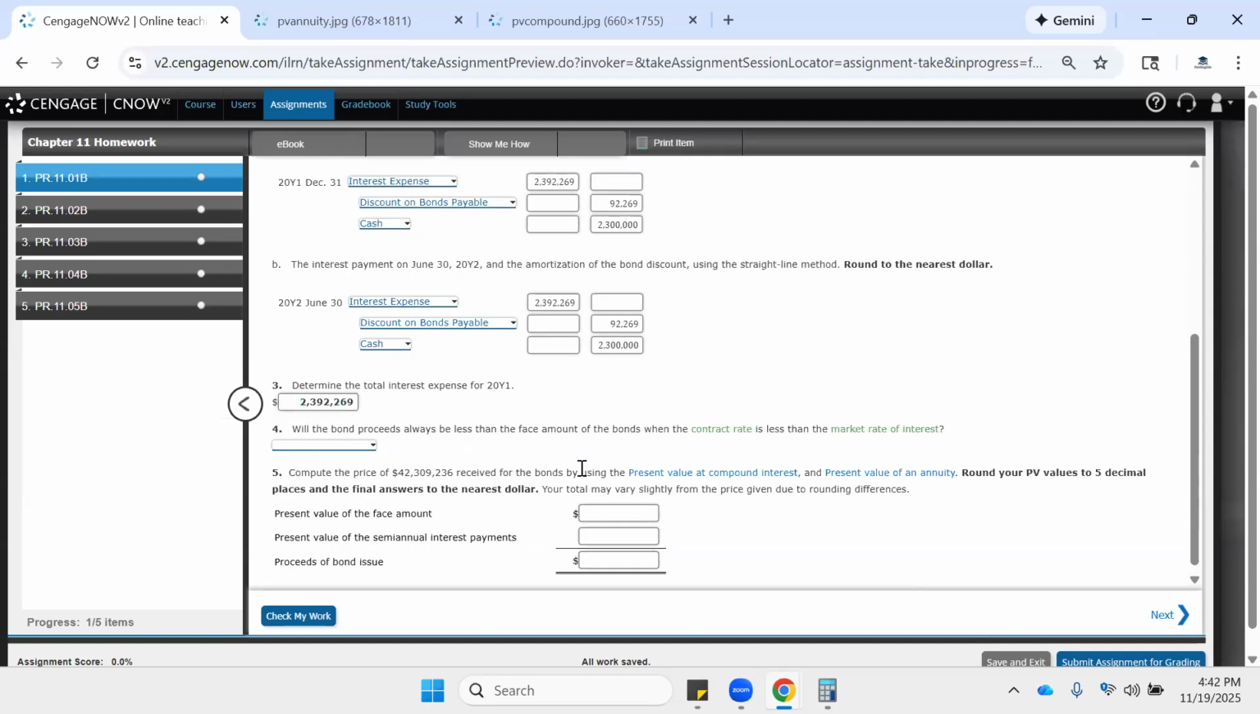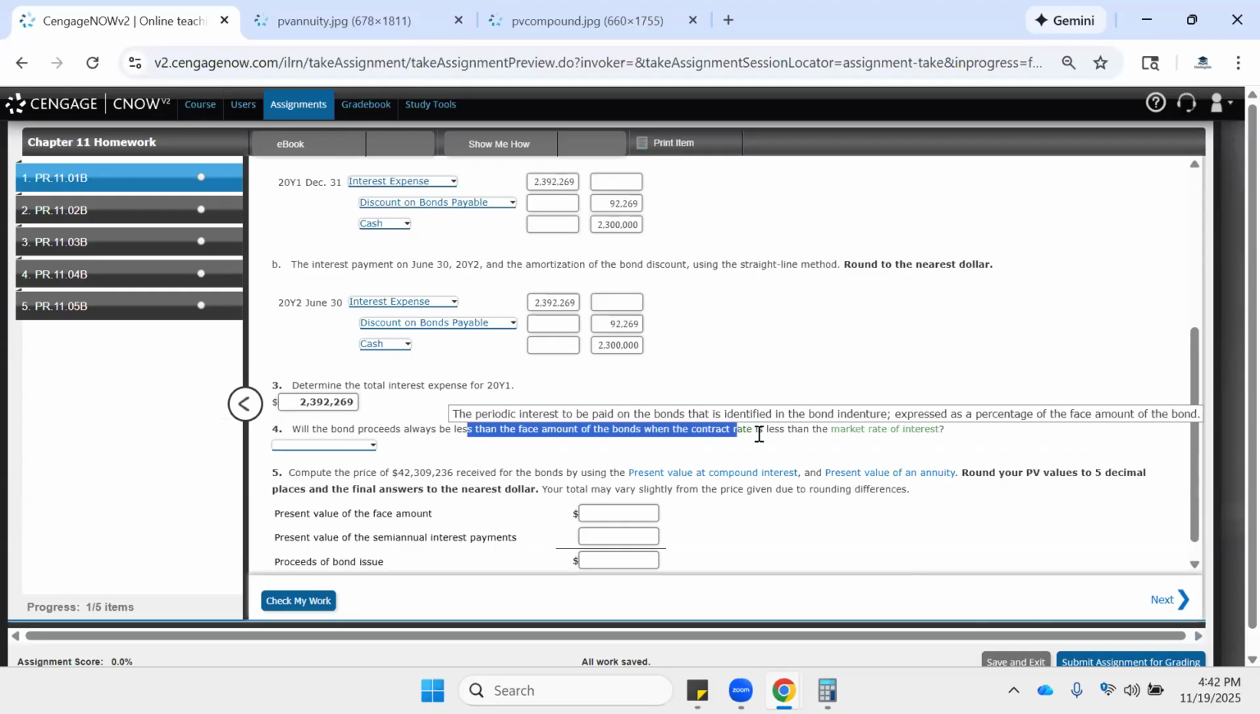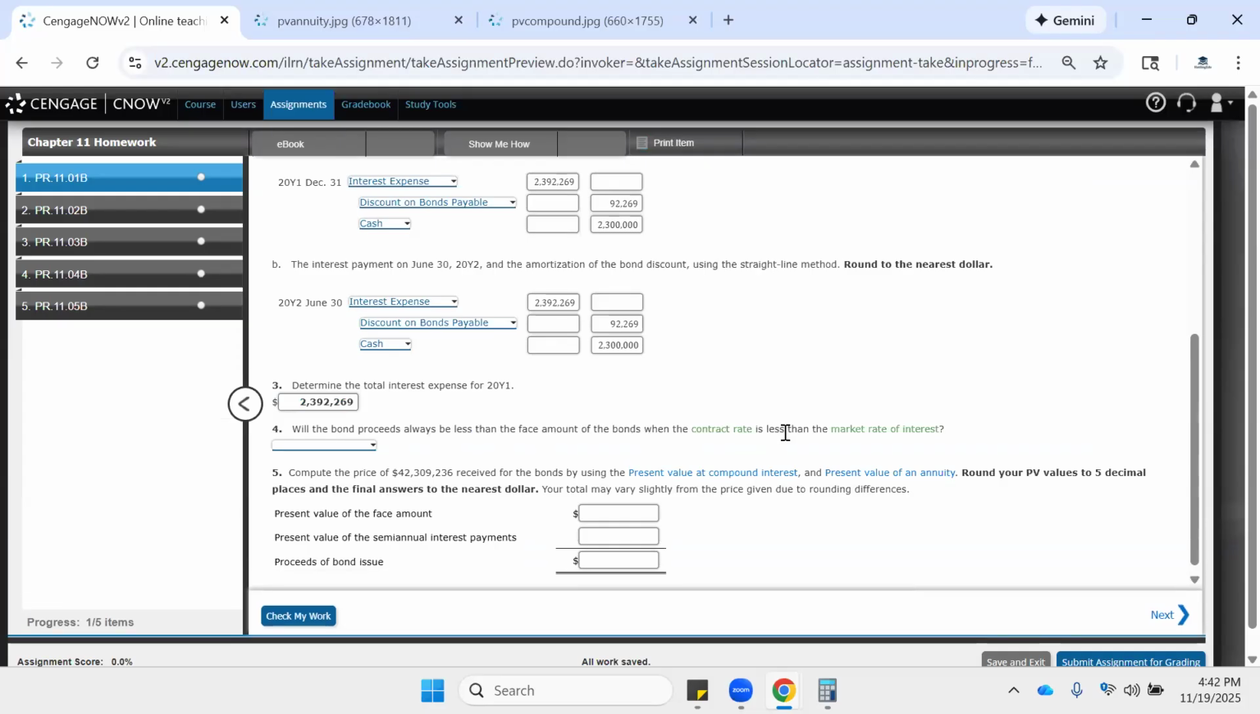And will the bond proceeds always be less than the face amount when the contract rate is less than the market rate of interest? Yes, because the cash flows need to be discounted so that the total return of the bond is the same as the market rate of interest.